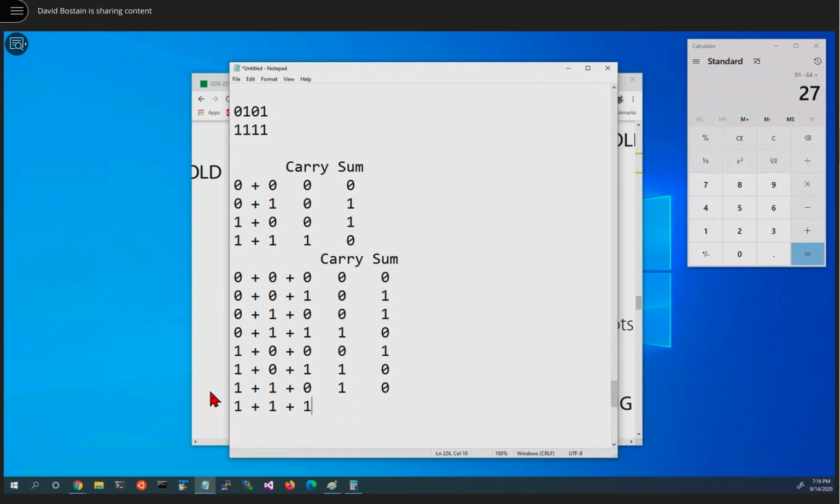Finally, the last case says add carry plus a number plus a number. That gives us a three. A three is carry the two plus leave a one behind.